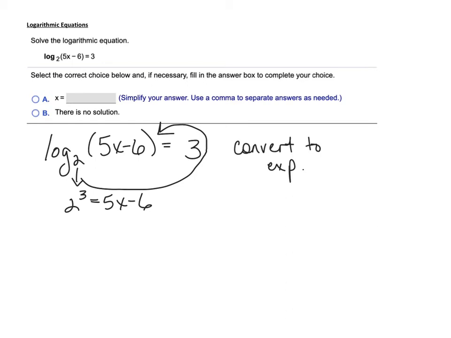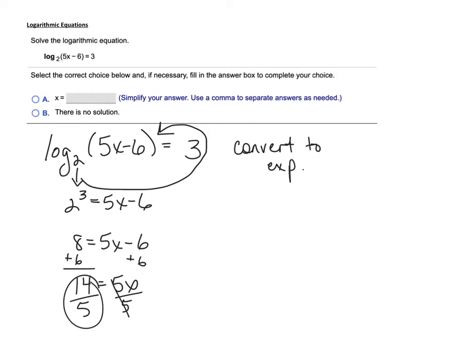Now we're left with 2 cubed, which is 8. There's no more log in the equation. It's just a basic equation that you can solve pretty easily. So let's add 6 to both sides. We get 14 equals 5x. Finally, divide by 5. x equals 14/5.